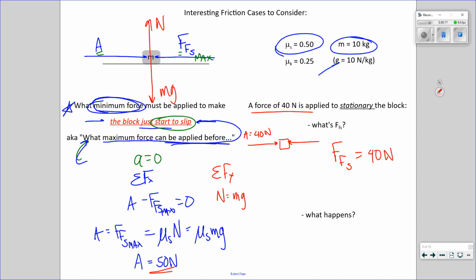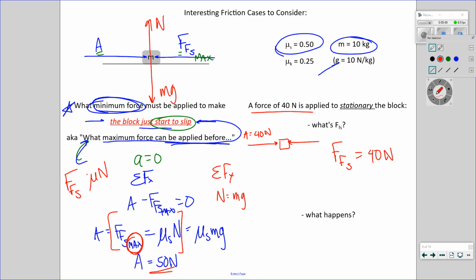You have to be very careful using this equation. That equation is an absolute, but only when we're talking about the maximum static friction force. It's just not true to say that there's a static friction force equal to mu n. That is not true. What you will see in some cases is that the static force can be less than or equal to mu n.